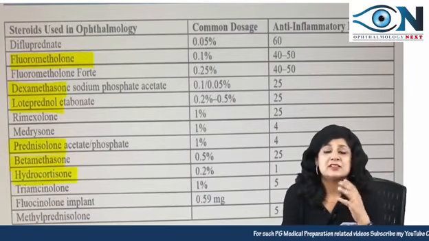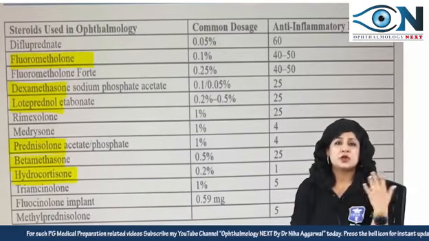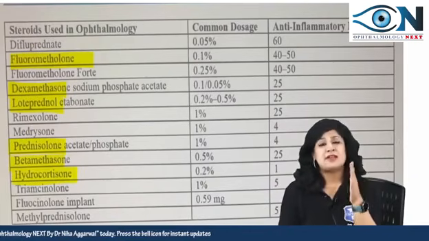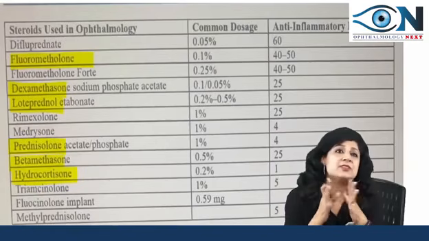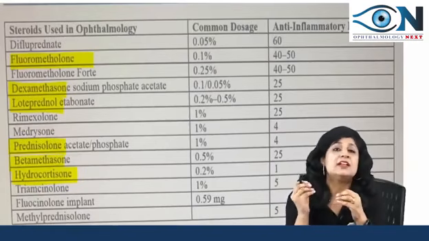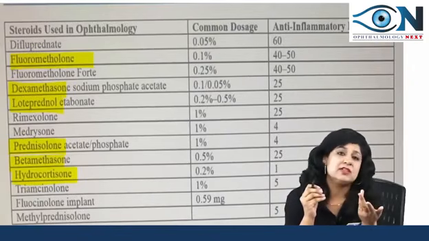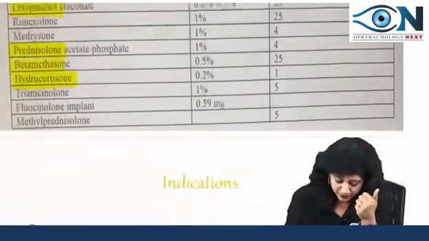I won't say that others are not important, but these drugs are very, very important because of their maximum usage. So you should know the comparative efficacy of these drugs, and you should also remember that the least potent is fluorometholone, and that is why it has the least of the side effects, and that is why, whenever we require steroids in ophthalmology, we begin with fluorometholone. All right.